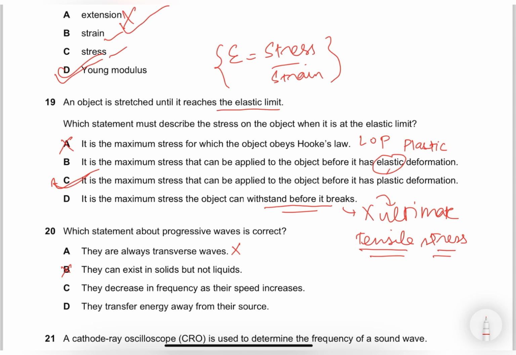They decrease in frequency as their speed increases. So v equals f lambda, and frequency is always determined by the source. So this one is also wrong. They transfer energy away from their source. Yes, this one is correct, and you got all of them.